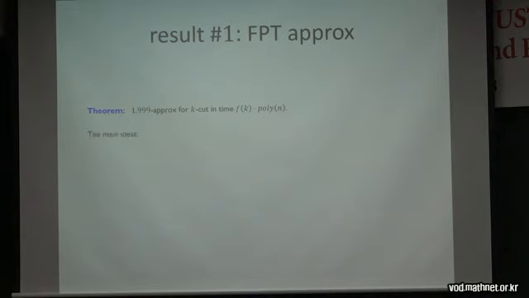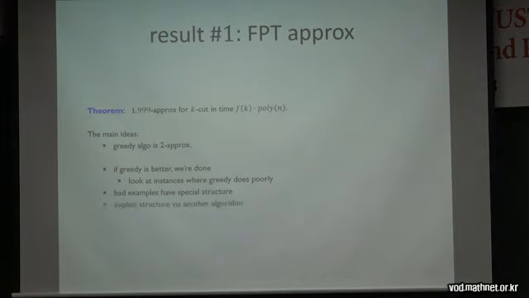The main idea for this algorithm is very simple. I'm going to show you the 2 approximation algorithm, which was known before, and it is a totally obvious algorithm, a greedy algorithm. If greedy is already better than 2 approximation, then we're done. Then we look at instances where the greedy algorithm gives you a 2 approximation, where greedy is really bad. We will see that these bad examples share some common structure, and we're going to exploit this structure via another algorithm.